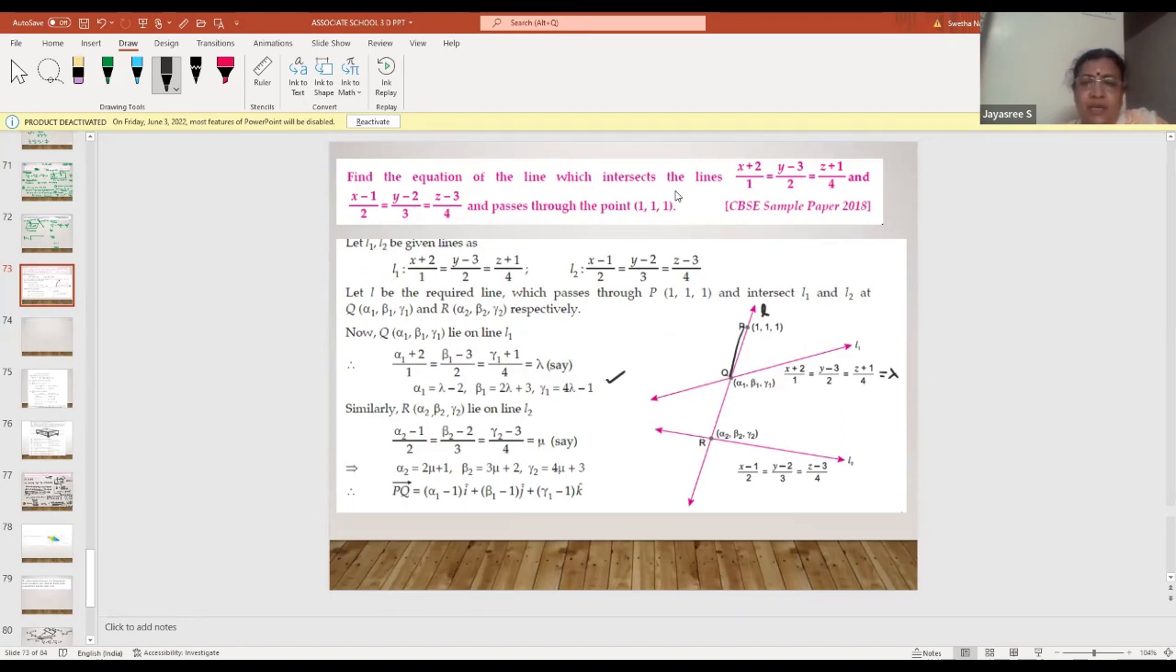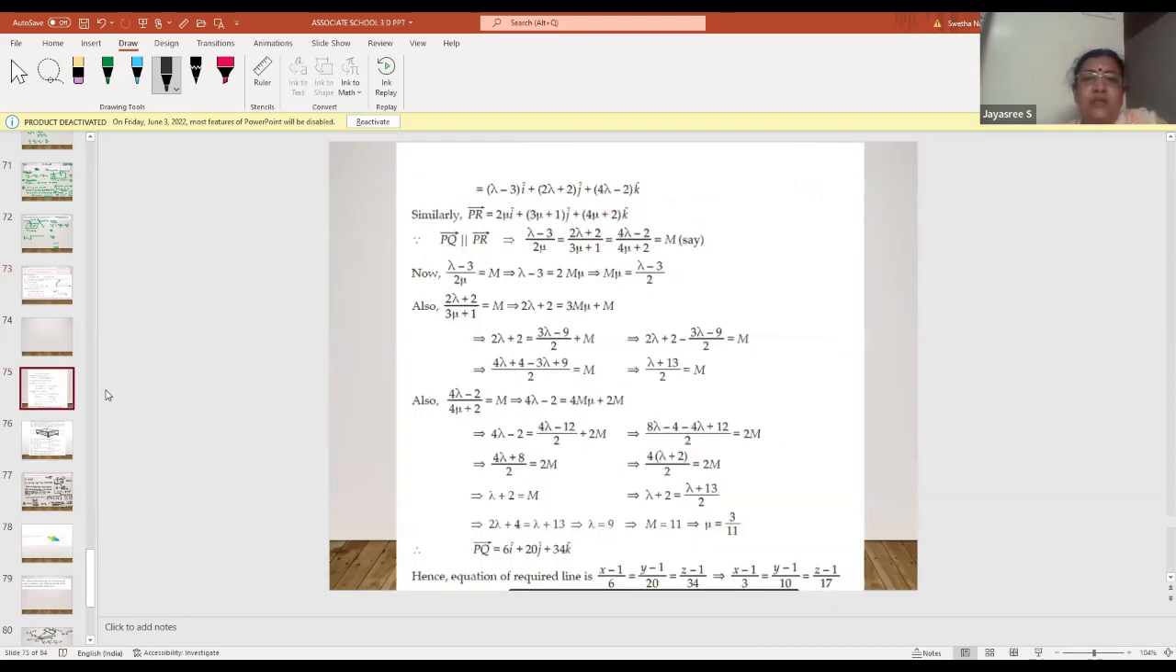Similarly, taking the general point with parameter mu, I get the general point 2 mu plus 1, 3 mu plus 2, 4 mu plus 3. And I find the direction ratio of PR by subtraction. That is what is there in the next screen. After finding the direction ratios, we observe that PQ and PR are collinear.